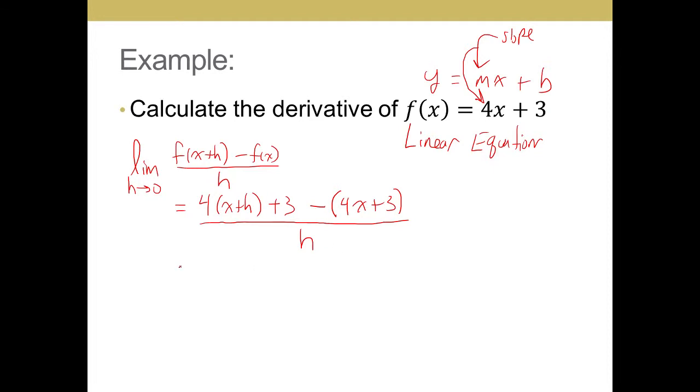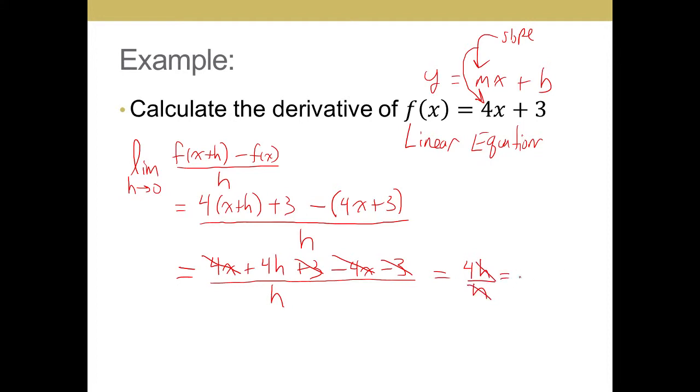Alright, let's expand this. We'll get 4x plus 4h plus 3 minus 4x minus 3, all over h. A lot of things should cancel out, like the 4x here and the 4x there, a plus 3 and a minus 3. So we're really left with 4h divided by h. My h's drop out, and my limit equation reduces to the following. The limit as h goes to 0 of 4. This is just a constant. Since the limit of a constant will basically be the constant, the derivative is equal to 4.